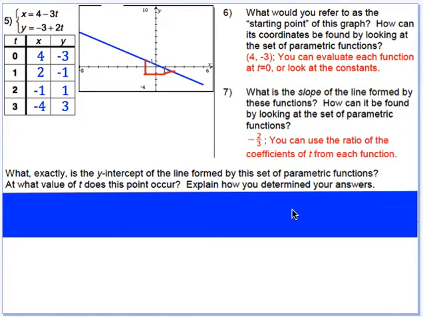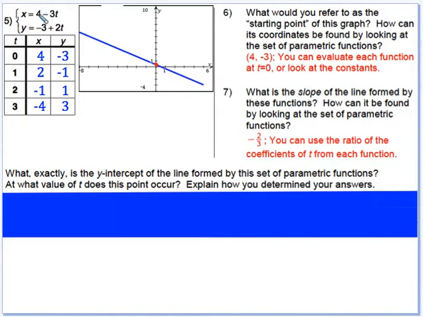All right, and then the last question: what exactly is the y-intercept of the line formed by this set of parametric functions, and at what value of t does this point occur? Explain how you determine your answers. Okay, there's a lot of ways to determine that. The easiest way is to figure out what your x value is at your y-intercept. So if we have a y-intercept right here, my x value is 0. So plug in 0 for x and solve for t. If we do that, then we subtract by 4 divided by -3.